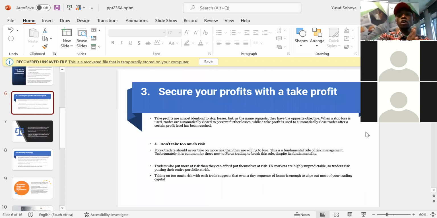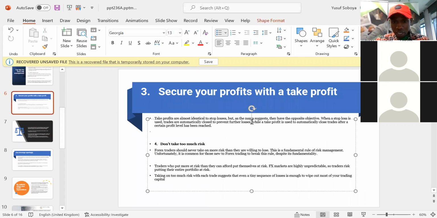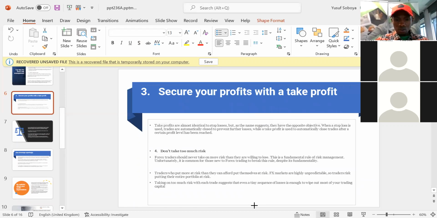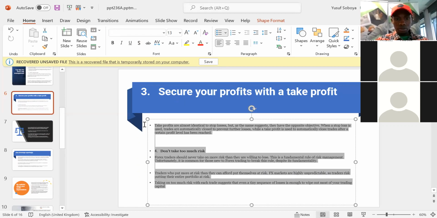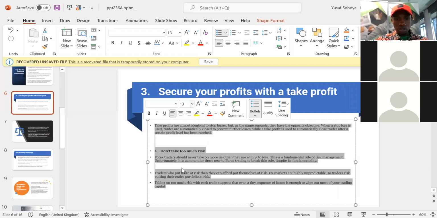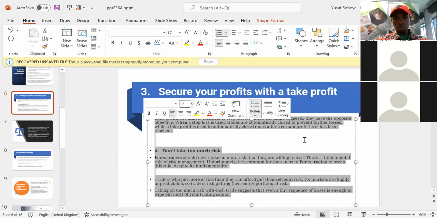Number 3, secure your profit with the take profit. We were talking about the stop loss. Now we have to secure it with our take profit. Take profits are almost identical to stop losses, but as the name itself suggests, I don't know, can you see, guys? Because it looks very small. Maybe let me increase it a little bit. Here we go.